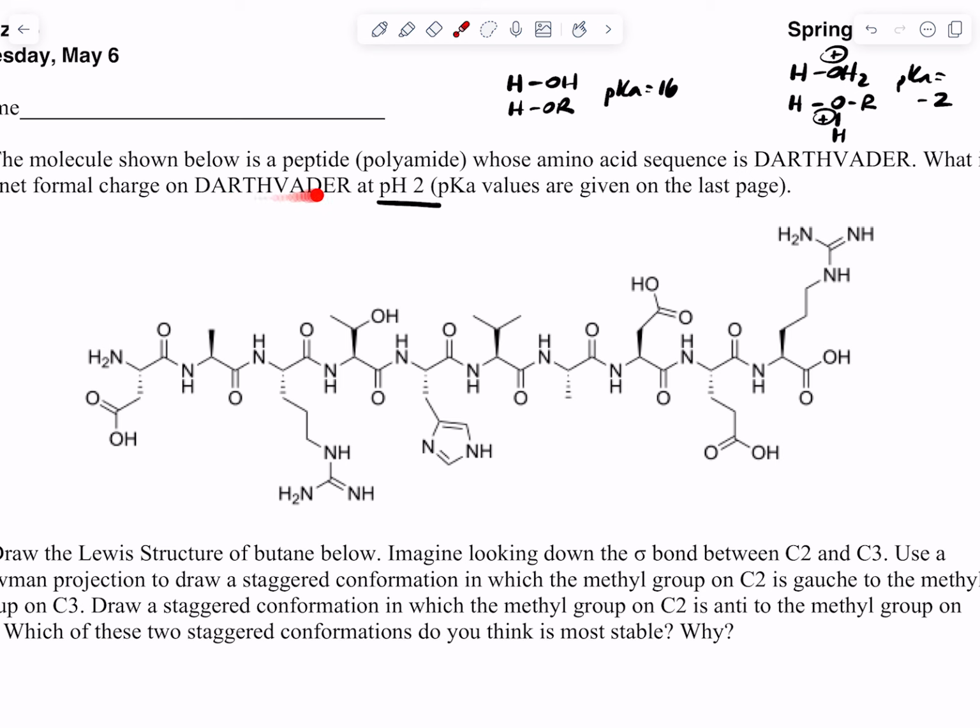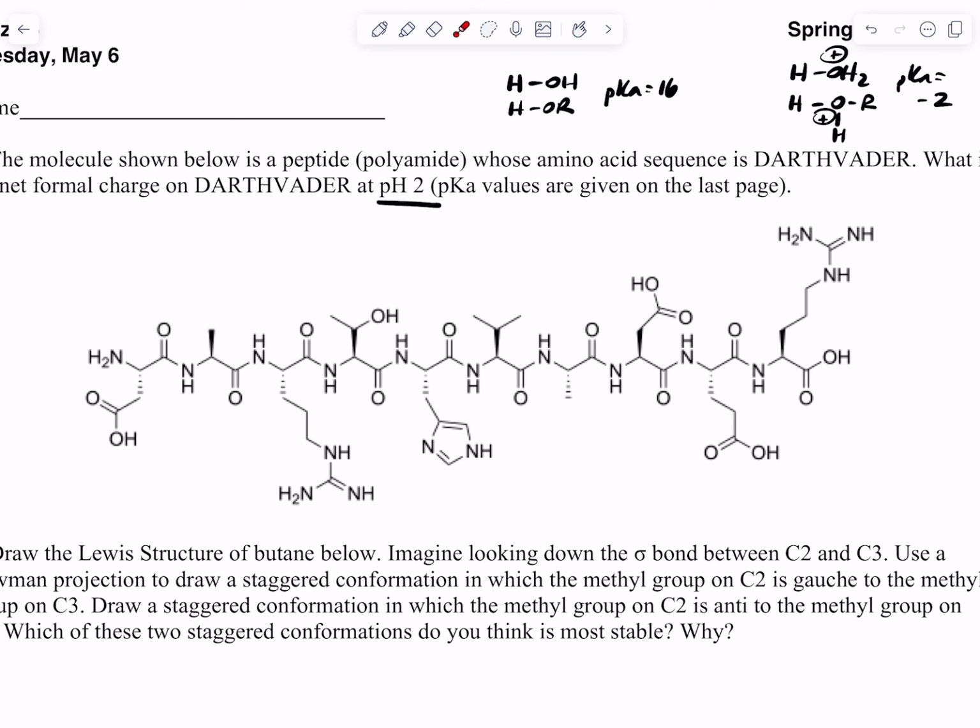So we're going to say we swallow the Darth Vader peptide. I don't know that I'd recommend that. What form does it take in your stomach? Now, the peptide's going to be pretty dilute in your stomach, so the pH of your stomach is going to determine whether groups lose their protons or gain their protons.